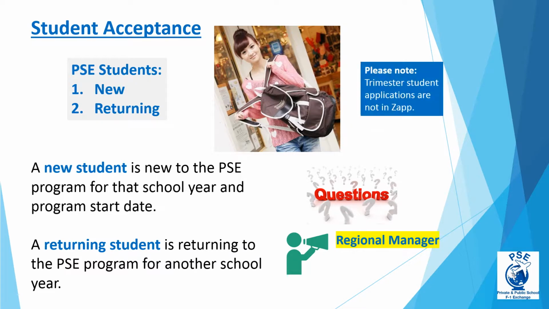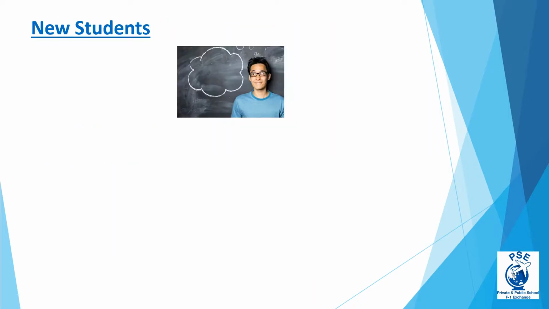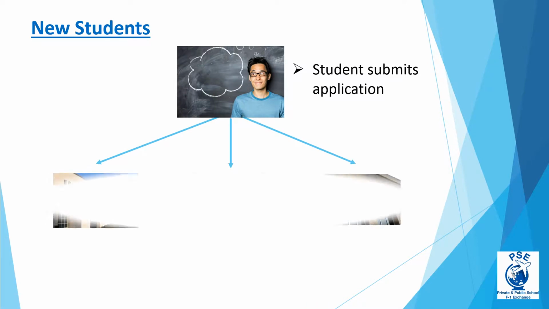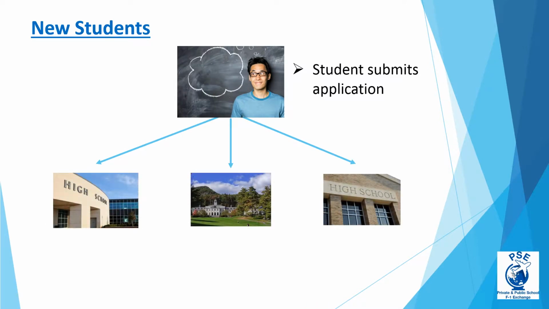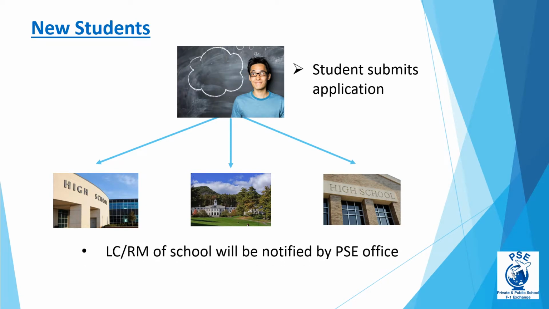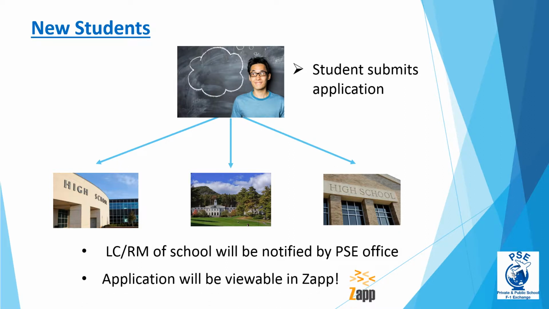Also, please note that the trimester student applications are not in Zapp. These will be emailed to you by the PSE office staff. A new student will submit their application to the PSE program and request acceptance to 3 of our partner schools. Once a school accepts the new student, the local coordinator and regional manager assigned to that school will be notified by the PSE office that a new student is assigned to them and that they can view the student application in the Zapp system.